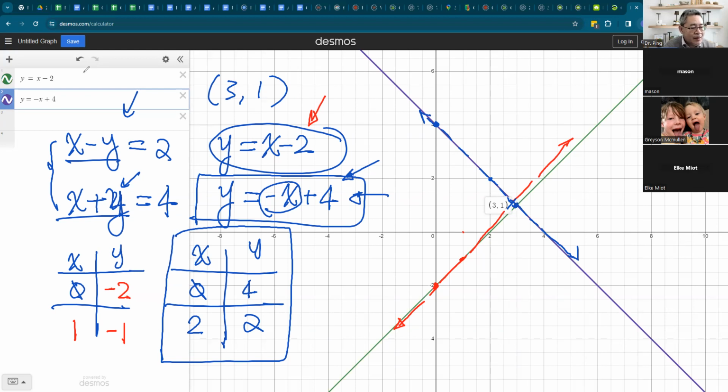Okay, well, we can also check if 3, 1 is our solution to this system of linear equations. So 3 minus 1 is 2, that's good. 3 plus 1 is 4, that's good. So we both check. So this is our solution. Yep. Are we good on this one?